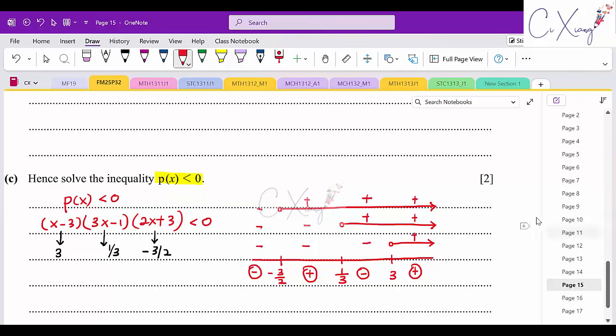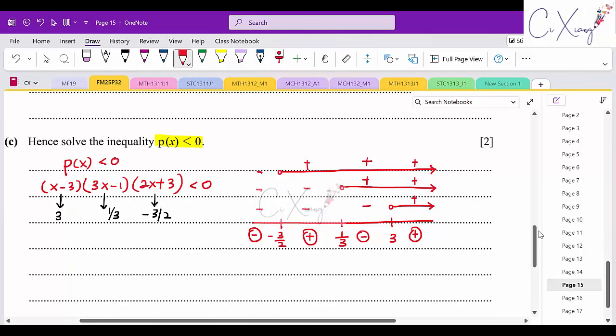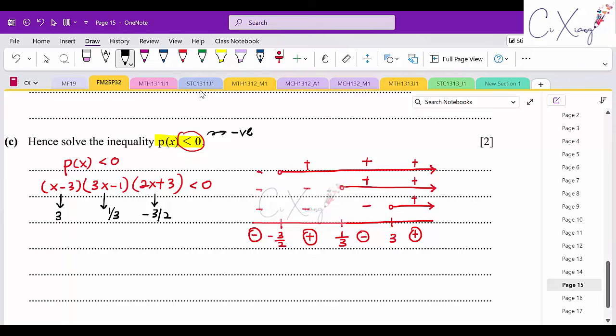Right. So for px smaller than 0, this particular part means negative, right? So I'm looking for which part gives me a polynomial which is negative. You can see that this is the part, this one, and also this part. So when do I have a polynomial that is negative? According to the number line that I drew here, you can see very clearly, when x is smaller than negative 3 over 2, then this polynomial will be negative. And also, when x is between 1 over 3 and 3, this polynomial will be negative. So by right, this is the answer that we should have.